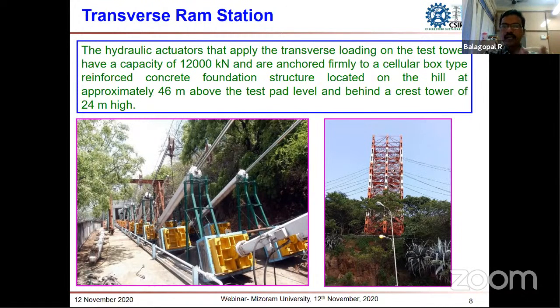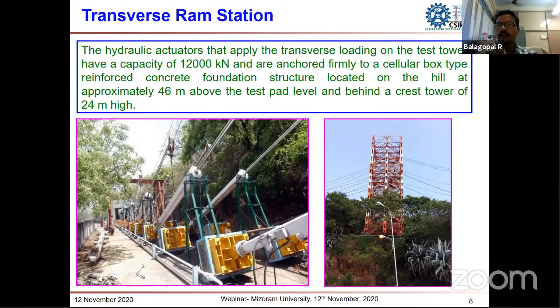Whatever loads are applied to the tower will be sensed through this control system, and the control system will give the drive to the actuators. Suppose we want to apply 10 kilonewtons of load. The load cell will give feedback to the control system that 10 kilonewtons has to be applied at this particular point. Then the control system will sense it and give the drive current to the actuator, so that it drives the actuator to pull the load. It will pull inside so that the required load is applied.